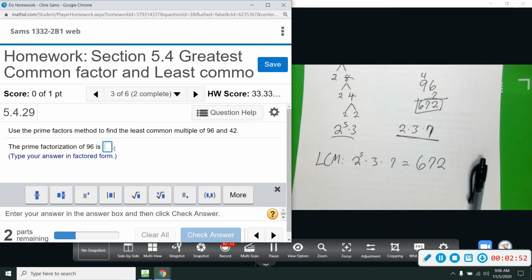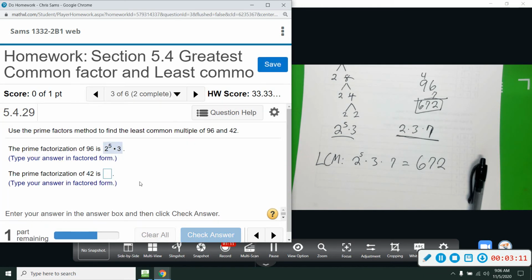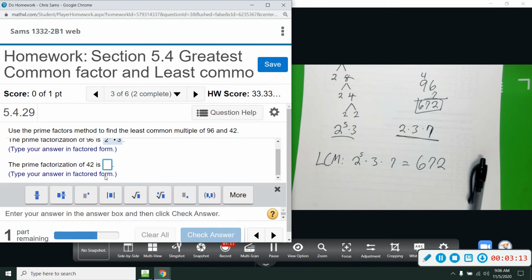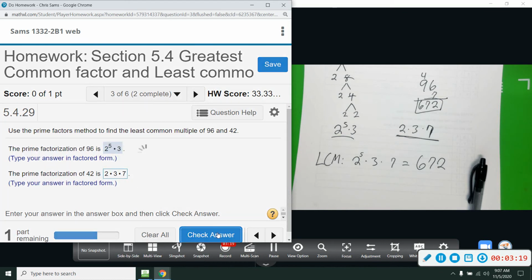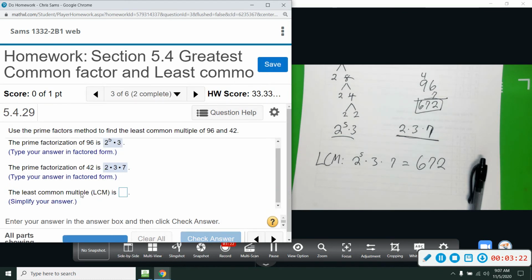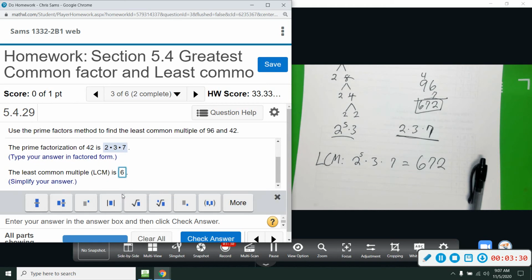672. Okay, now, first, they want you to write the prime factorization of 96, which is what we did first. So we're just going to say 2. You can click this little exponent box right here, and then write your 5th power, and then times 3. All right, then the prime factorization of 42 was just 2 times 3 times 7. All right, and once you have both of them, the least common multiple is, and you don't write it in this form, you always have to multiply it out, okay? So 672.